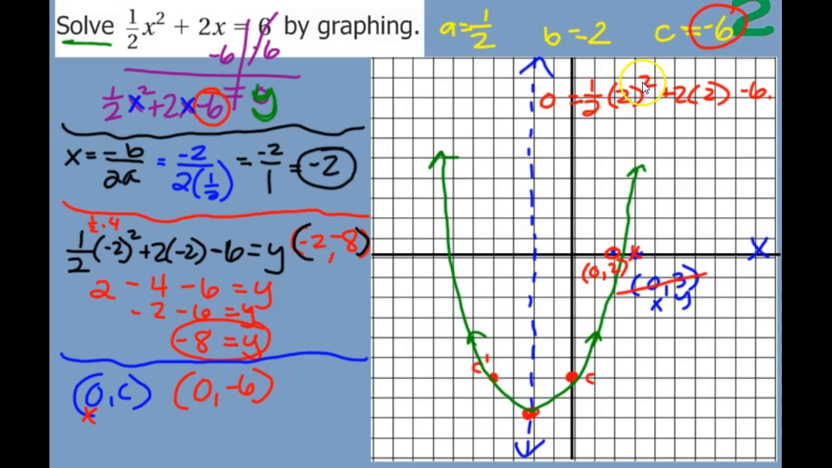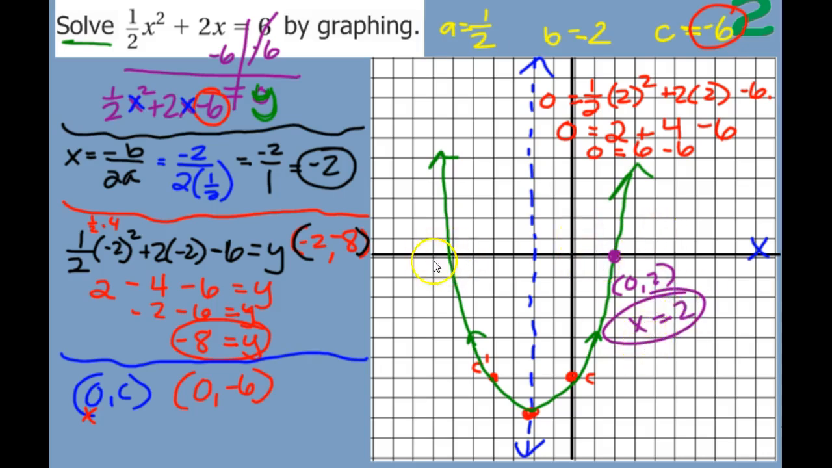Well, 2 squared is 4. Half of 4 is 2. 2 plus 2 is 4, and then minus 6. Well, 2 plus 4 is 6, and 6 minus 6 is 0. So this graph must cross at 2. So I'm going to erase it a little bit and make it cross at 2. Right there. So I know this point, 0, 2, is where it crosses the x-axis, or when x is 2.